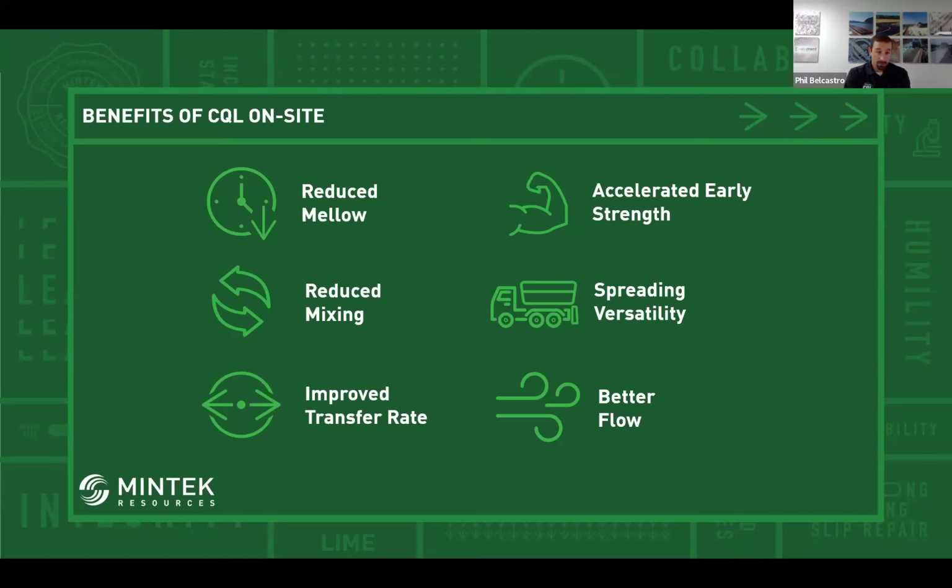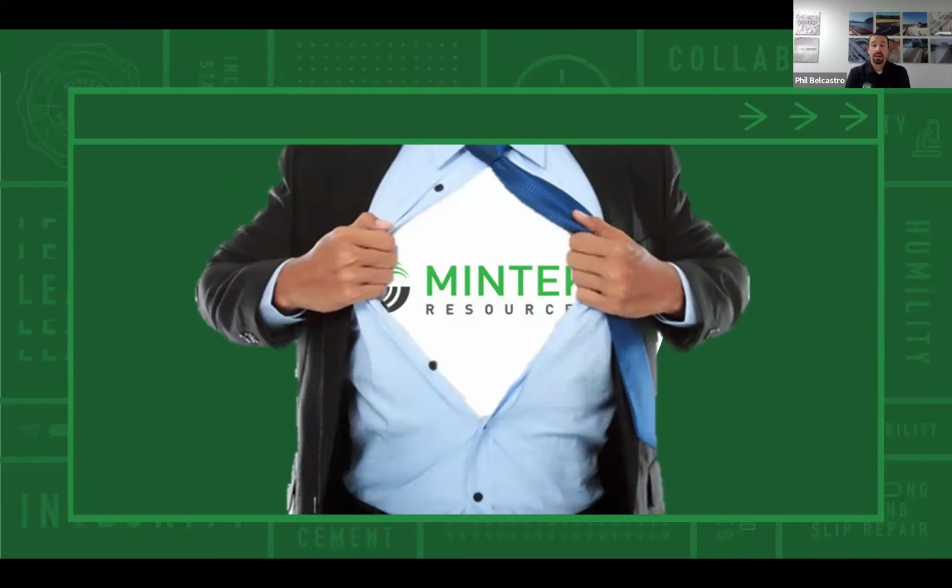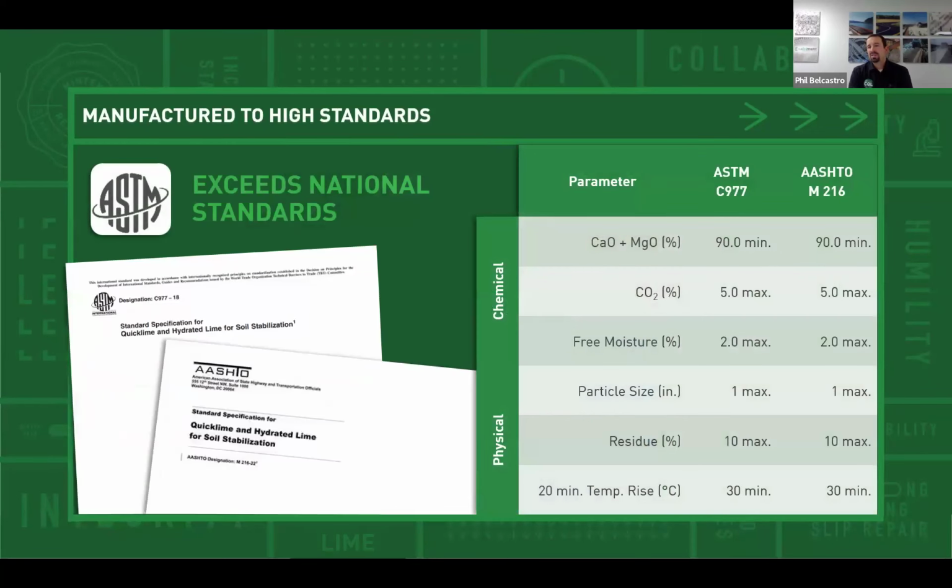So with that, I appreciate your attention to that part, but we're still Mintek. The CQL doesn't sacrifice on the essentials that Mintek has been proud to supply. CQL is, in a way, I don't want to say it's still quicklime, but it is. It's still quicklime. We still manufacture this to exceed those national standards, ASTM C977 and AASHTO M216. Hey, they mirror each other now, part of the harmonization effort that was focused on making those specifications and essential tests the same. So it's still the quicklime we know and love, but now it's just made a little bit better.